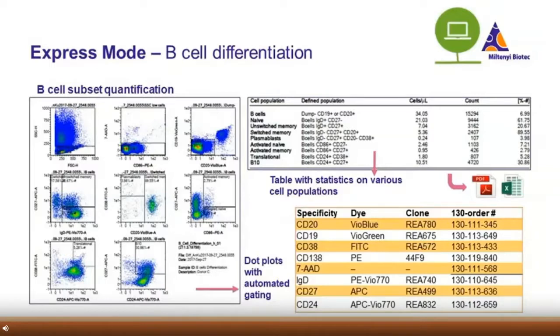With this automated Express mode, it will give you this kind of plot. What you will see is automated analysis of dot plots with the gating set automatically. You will also find a table with all the statistics that include the count and the percentage of your population, and you can easily export this data as a PDF or Excel file that you can eventually follow up on later.